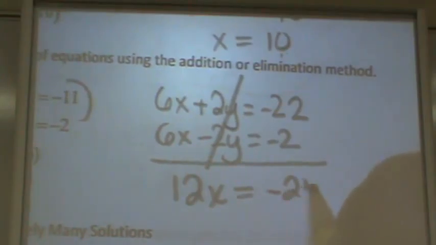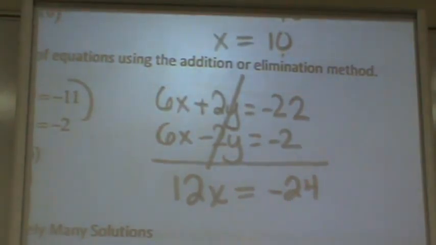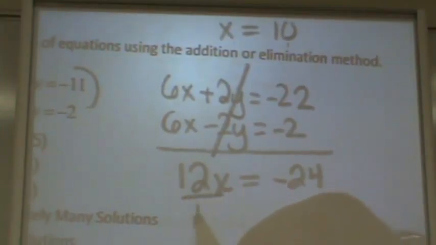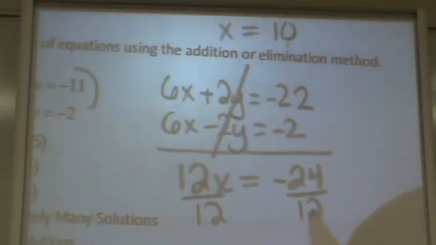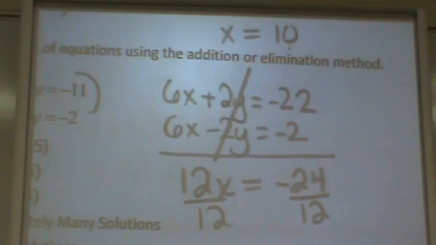I end up with negative 24. Divide by 12. And you get x is equal to negative 2. I will continue.